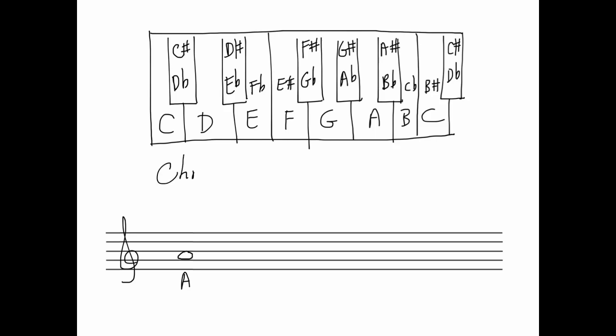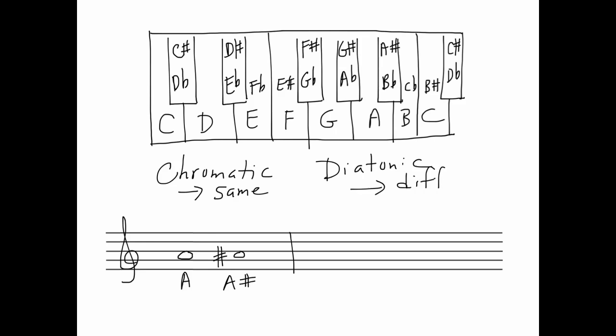If you're being asked for a chromatic semitone, then you're being asked for the answer that has the same letter name. So that answer would be the A sharp. If you're being asked for the diatonic semitone, then you're being asked for the answer with the different letter name. So that would be the B flat. So the easy way to remember that is chromatic is the same. Diatonic, which starts with D, is different.